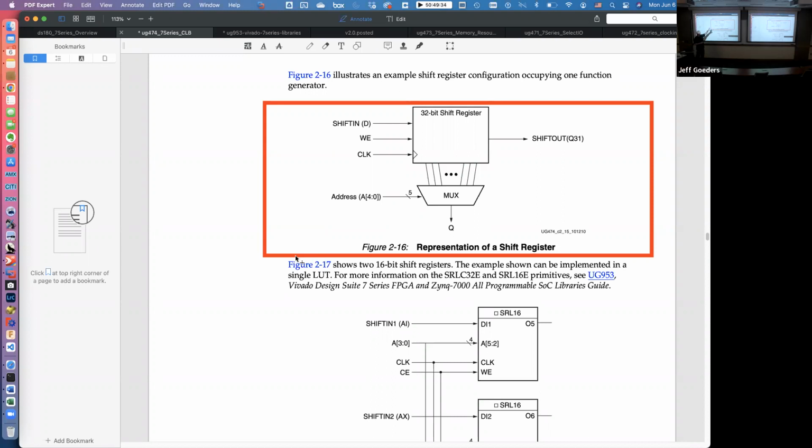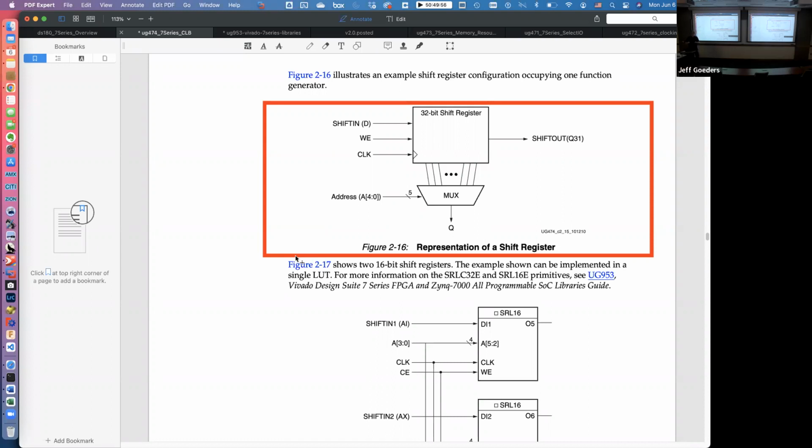Now, Ben, your question is, how do you write it? You could instantiate these SRL primitives, and the document we were looking at would tell you how to do it. But the document will also say that if you write your code a particular way, you mentioned the arrow operator, yeah, that might be good enough, but they'll tell you how to write it so it'll recognize it.